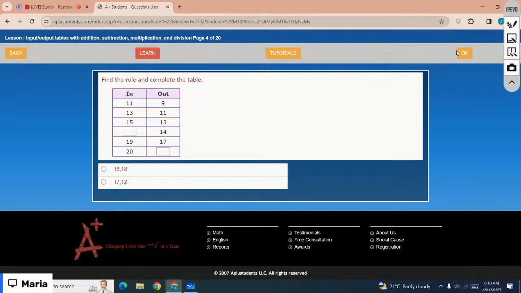The correct option is option number 1, 16 and 18, right? Because the rule here is you have to subtract 2 from each input value. 11 minus 2 is 9, 13 minus 2 is 11. So for the missing ones, that is 16 minus 2, and 20 minus 2 is 18. 16 and 18 is the correct option. Option number 1 is the correct option.